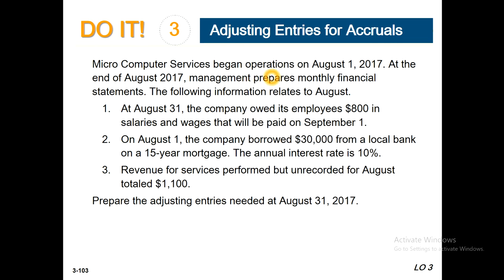Microcomputer Services began operations on August 1, 2017. At the end of August 2017, management prepares monthly financial statements. The following information relates to August. Prepare the adjusting entries needed at August 31st, 2017. At August 31st, the company owed its employees 800 taka. That means this is the outstanding dues amount, not the paid amount. Salaries and wages will be paid on September 1. So for this transaction, salaries and wages expense will be debit and salaries and wages payable will be credit.